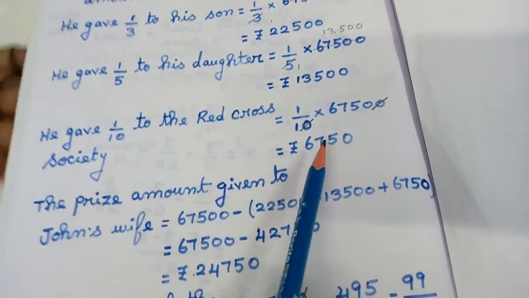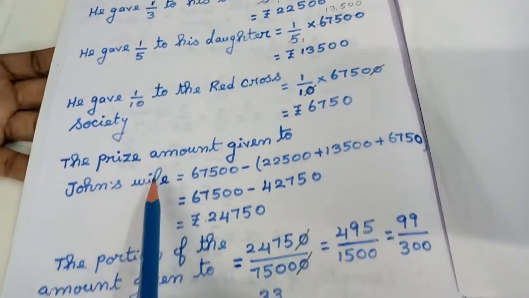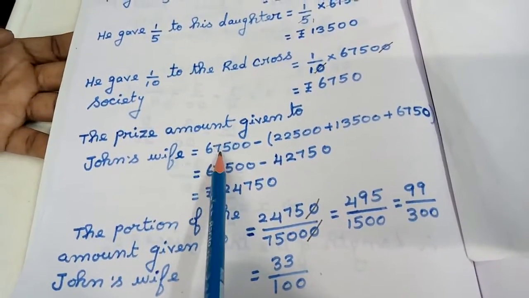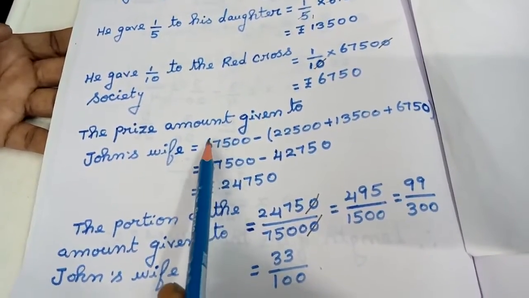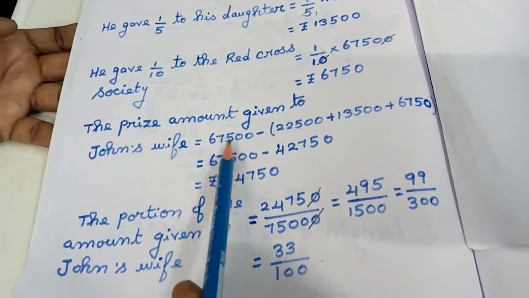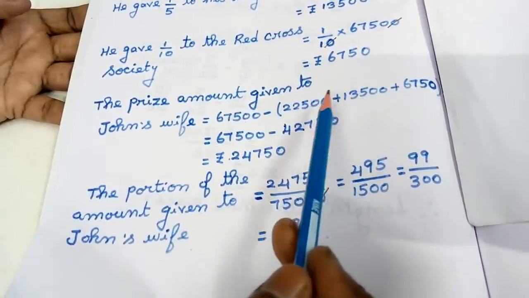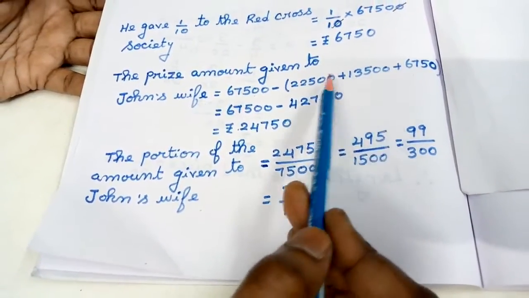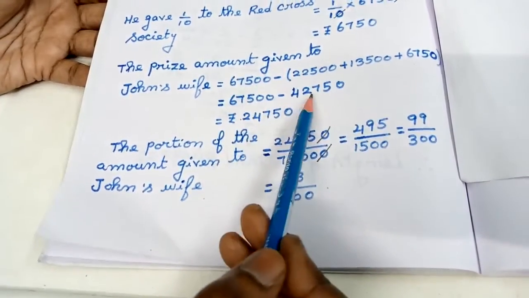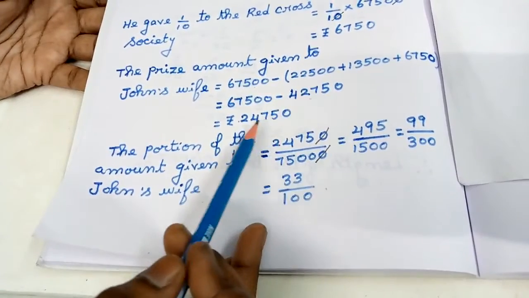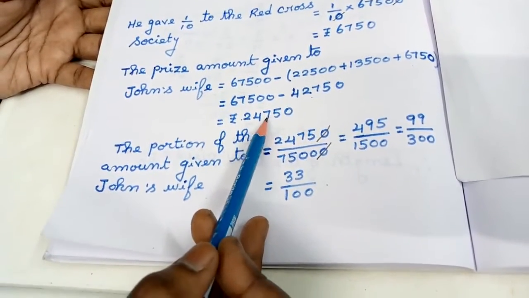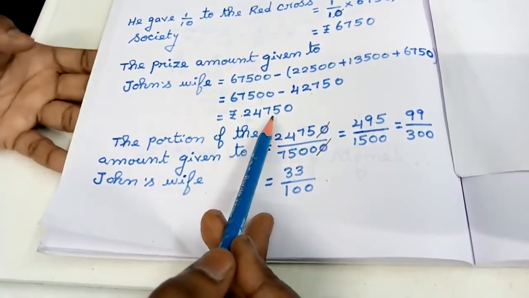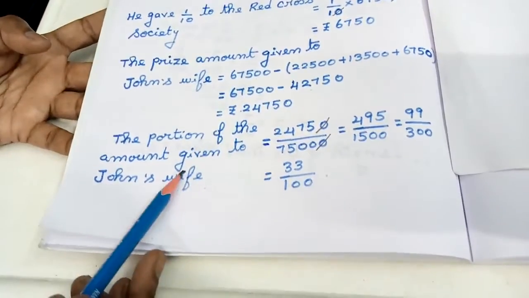So, what is the amount he is going to give to his wife? The remaining amount is 67,500. In that itself, he is giving the amount to his son, daughter, and the Red Cross Society. After subtracting, the remaining amount is going to be 24,750. So this is the amount given to his wife.